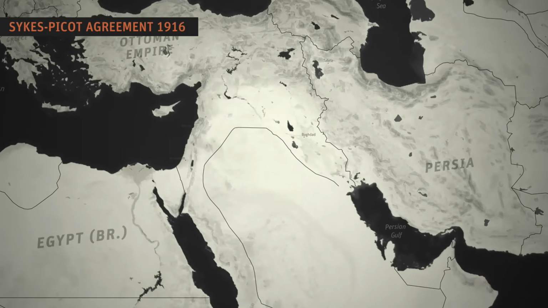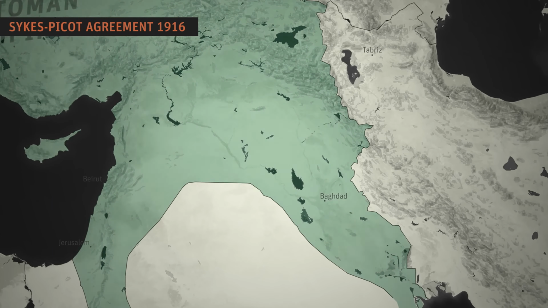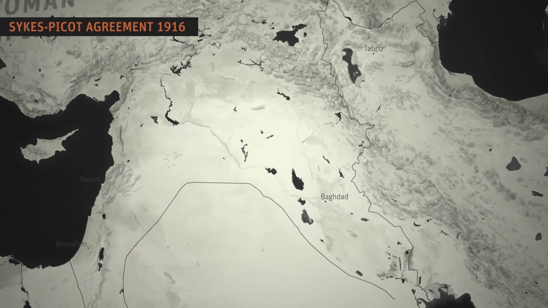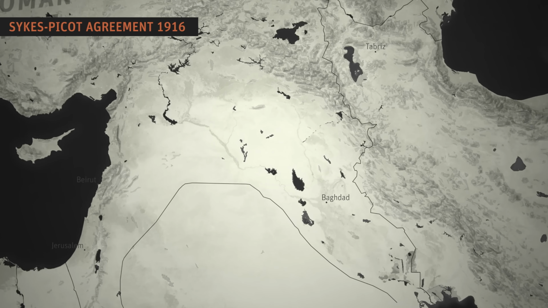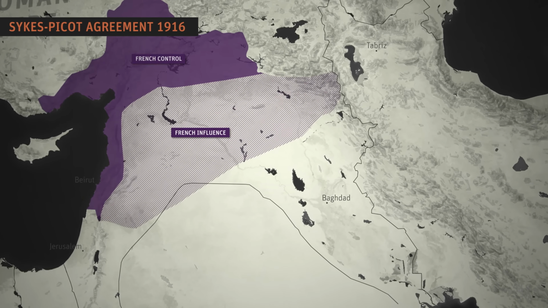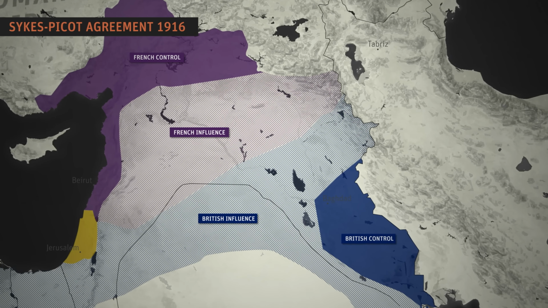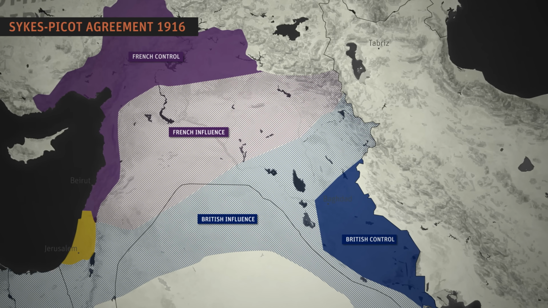So Picot met with British diplomat Mark Sykes, which resulted in the secret Sykes-Picot Agreement of May 1916. Once the Ottomans were beaten, each ally would get its own sphere of direct and indirect influence in the Arab provinces and part of Anatolia, the French in the north and west, and the British in the southwest and south. Palestine was to be administered internationally, and earlier agreements gave other areas to Russia and Italy. Any future Arab kingdom would be under French and British influence.